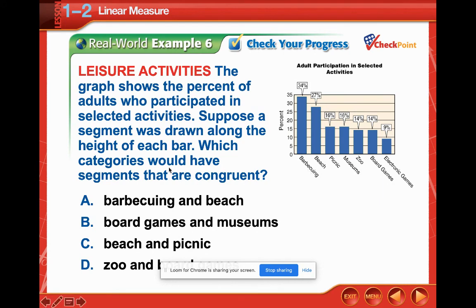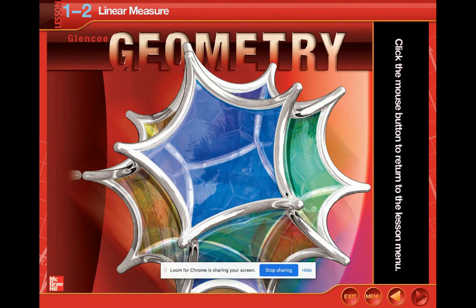All right, hopefully you're able to figure this one out. I'll go through each one. Barbecuing and beach, not the same. Board games and museums, not the same. Beach and picnic, not the same. Zoo and board games, what? They're the same. D must be our correct answer. Oh, yeah.